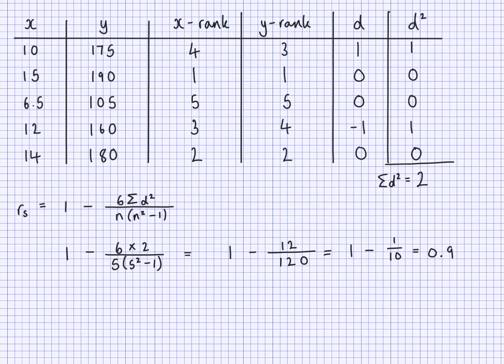Now you can see that this is a value between -1 and 1. Positive values will suggest that there's a positive correlation. Positive values that are more than 0.5, let's say, will suggest a strong positive correlation. So this 0.9 here is a very strong positive correlation for this data.